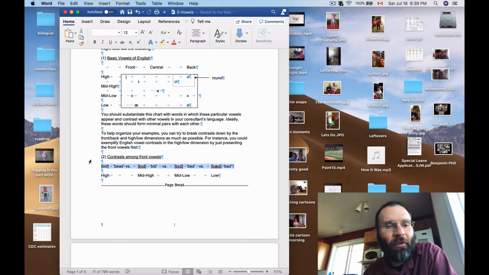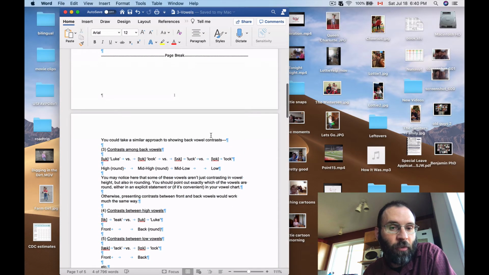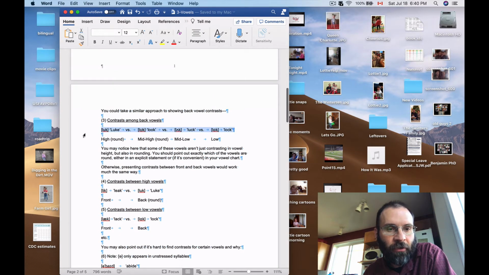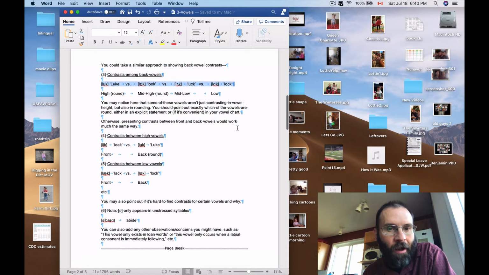I've done it just by looking at contrast, feature by feature. So the front vowels are going to contrast in height. So E is high, I is mid-high, as mid-low, as low, so on and so forth. So you can do that if you want to. This is showing you the back vowel contrast, like Luke versus look versus luck versus lock, so on and so forth.